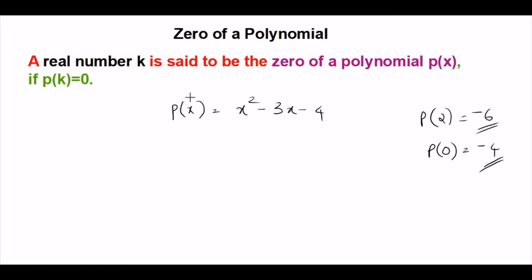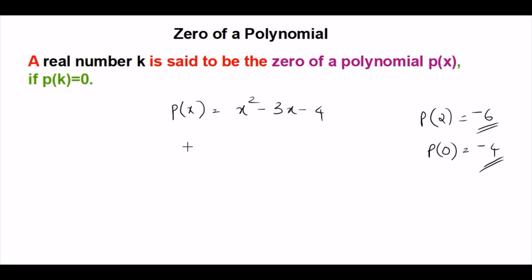For what value of x you get the value of this polynomial as 0, that value of x is called the zero of that polynomial. That is, when you replace this x by a real number k, and if you get the value of that polynomial, that is p of k, as 0, then you call this k as the zero of that polynomial.